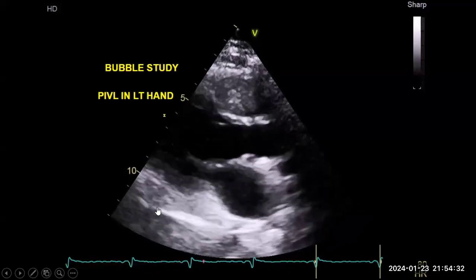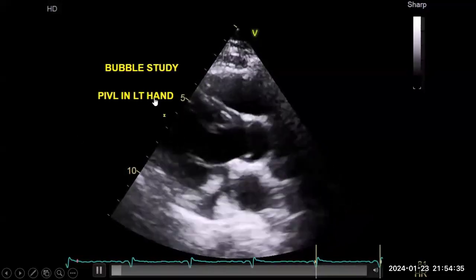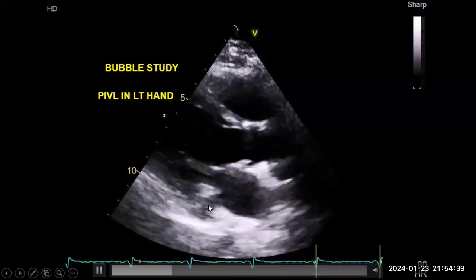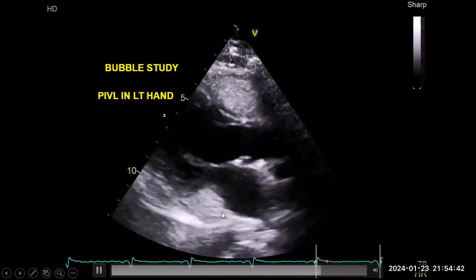This is the bubble study. We put the cannula in the left hand. You start to see. Yes. I will keep the video running so you can see it clearly.